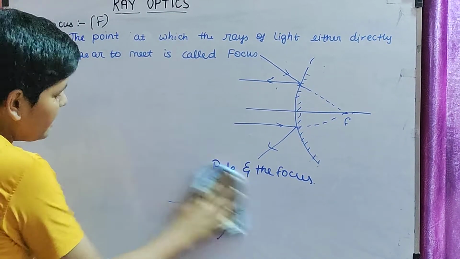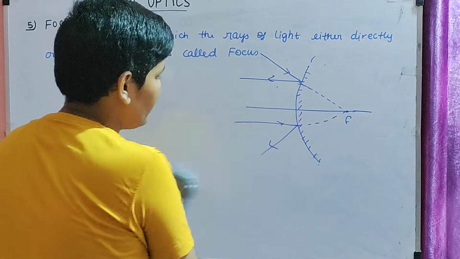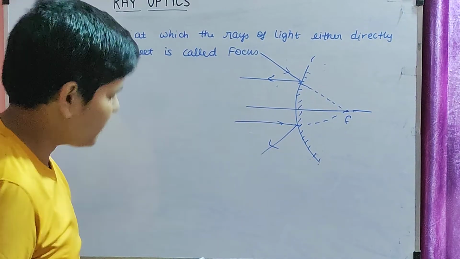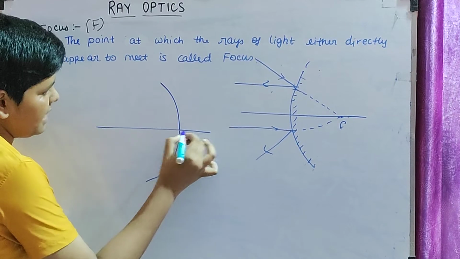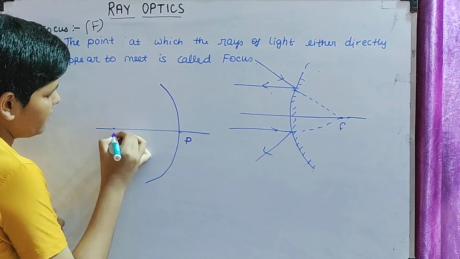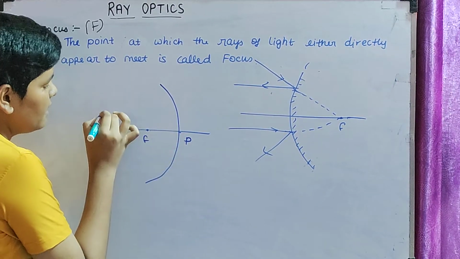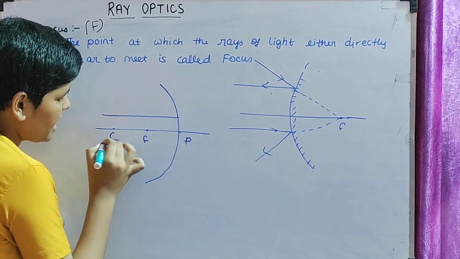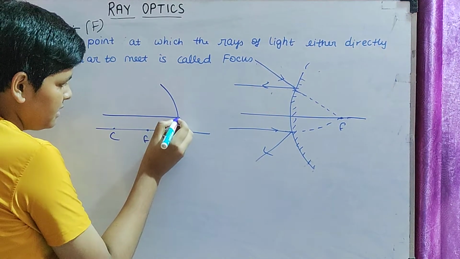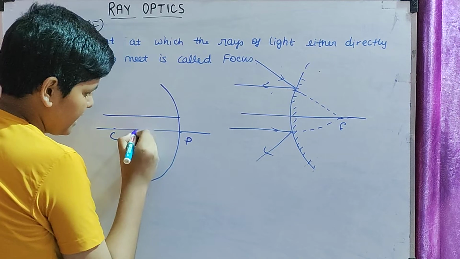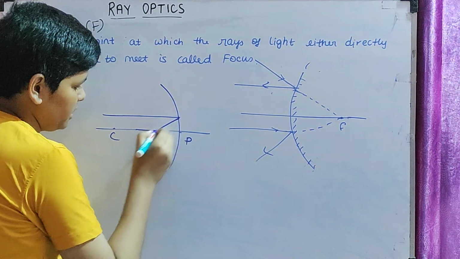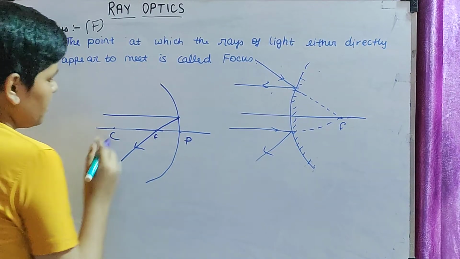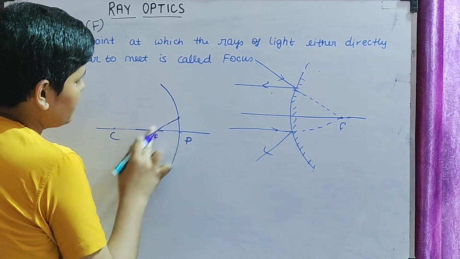Now focal plane, that is one more thing which is called focal plane, the plane in which the focus lies. So let us take, this is our mirror, this is our principal axis, this is our pole, this is our center of curvature, this is our focus. If the rays are coming parallel to the principal axis, they get reflected and they pass through the focus. Okay, it is when they are coming parallel to the principal axis.